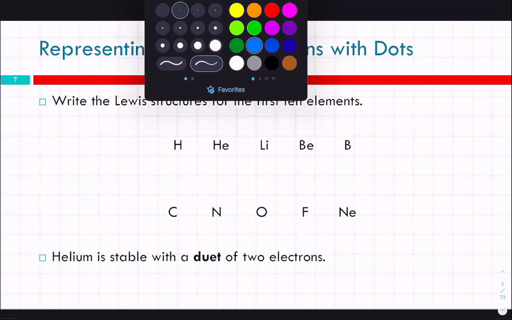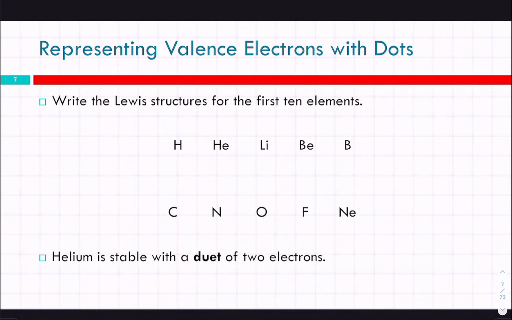Okay, so just switch this to black. What would our Lewis structure for hydrogen be? Just 1 dot. And then for helium? 2. Helium has 2 valence electrons. And then for lithium, how many dots? Just 1, because now we've moved to a new principal quantum shell. So every time we move down a row, we start over with the number of valence electrons.